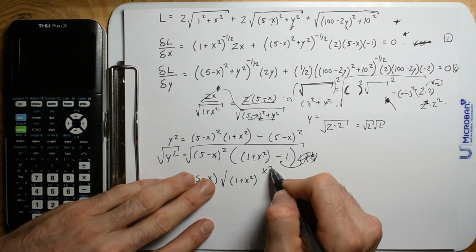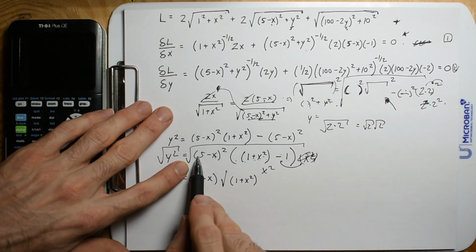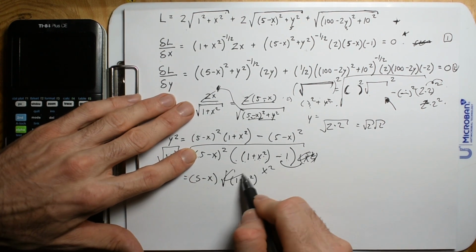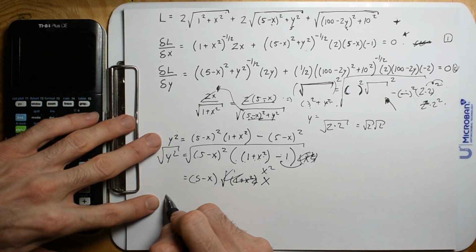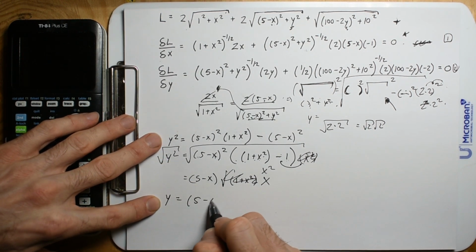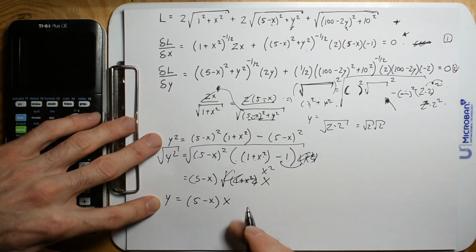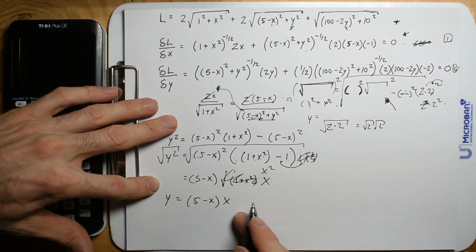But this is just x squared. And then when we take the square root of x squared, this just becomes x. Hell yeah. So now we have y is equal to 5 minus x times x.